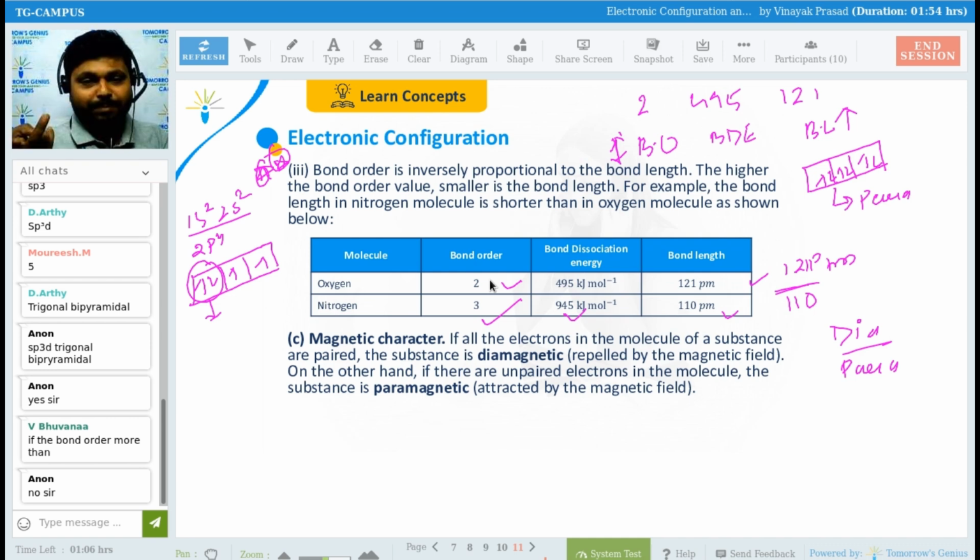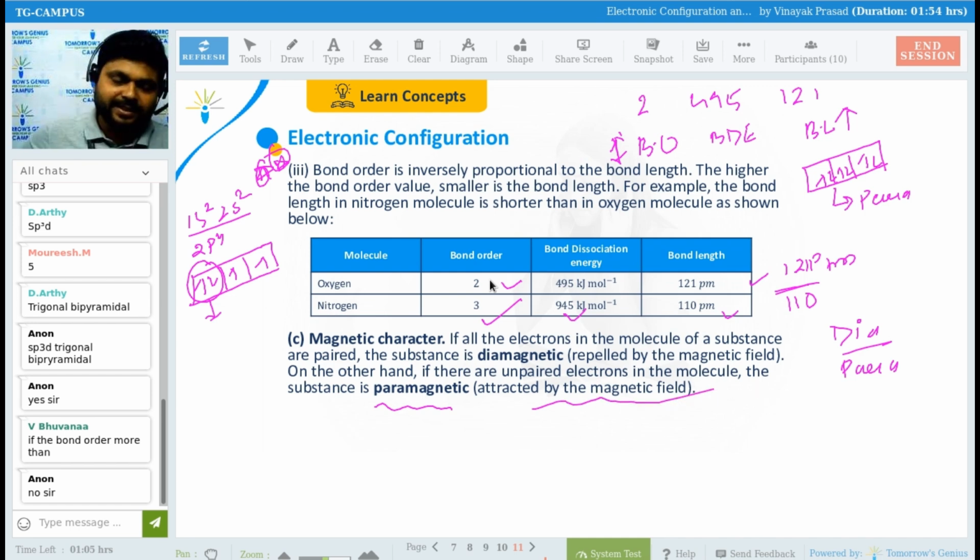So paramagnetic is what? They are unpaired. If they are unpaired, they will be in search of someone, so in the case of a magnetic field, they will be attracting each other. Getting my point, everyone? Now see here, diamagnetic is repelled by the magnetic field. On the other hand, if there are unpaired electrons in the molecules, the substance is paramagnetic, attracted by the magnetic field. Getting my point, everyone? Easy now?